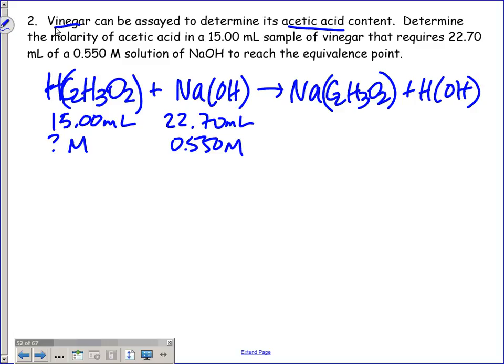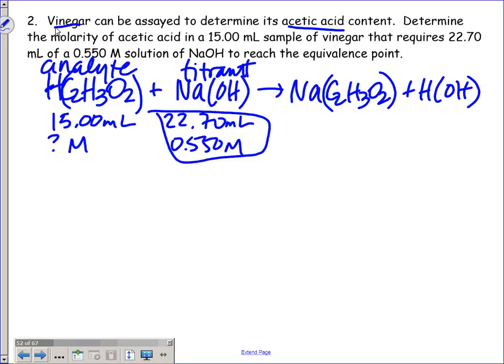Who's the titrant? Sodium hydroxide, it's the known, right? So it's the thing I'm titrating with. Who am I analyzing? Who's my analyte? Gotta be the other one, right? And that tells me that I must start my process with this, because that's the one I know everything about. So continue.